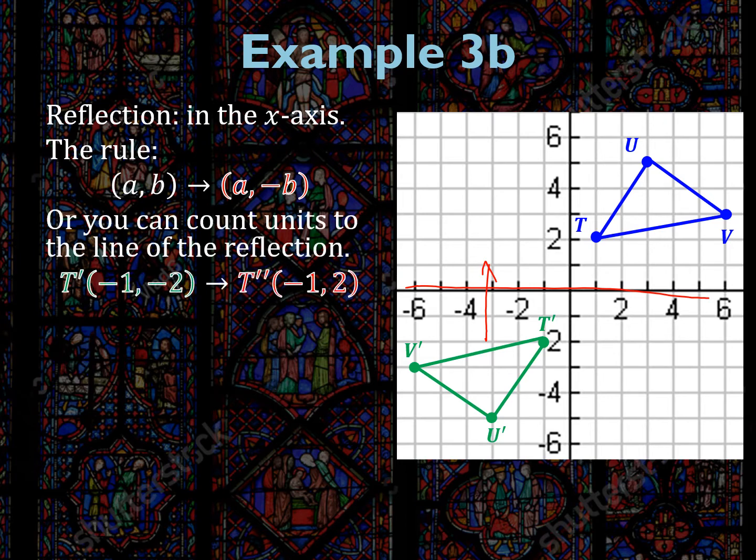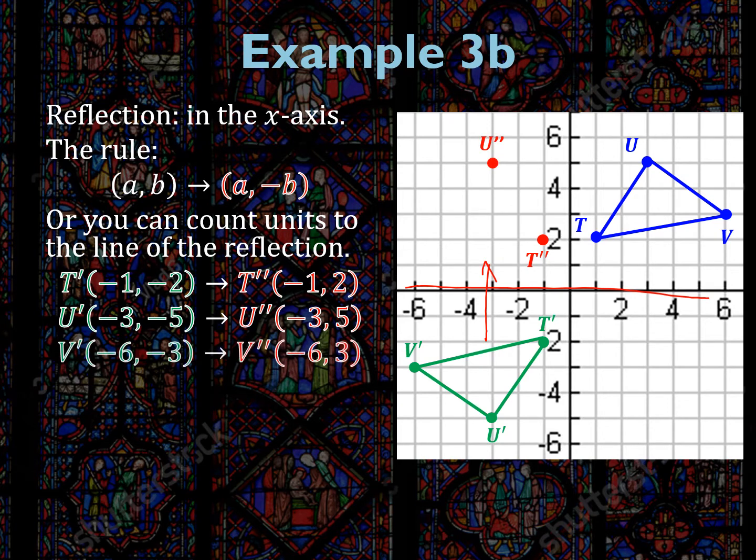Or you can count how far each point on the triangle is from the line of reflection. So T prime is 2 units below the x-axis, which means T double prime is 2 units above at -1, 2. U prime is 5 units below the x-axis, so U double prime is 5 units above. And V prime is 3 units below the x-axis, which means V double prime is 3 units above. So those are the 3 coordinates after the reflection. So you first did a 180-degree rotation and then a reflection across the x-axis.